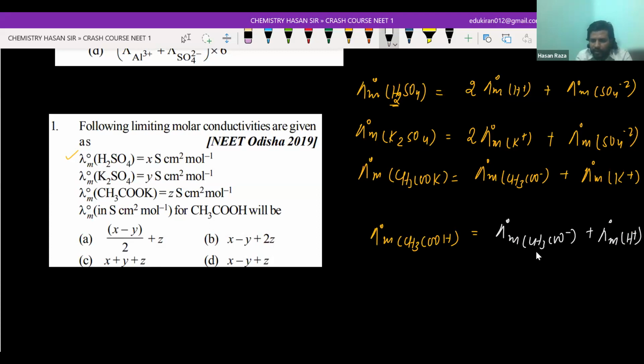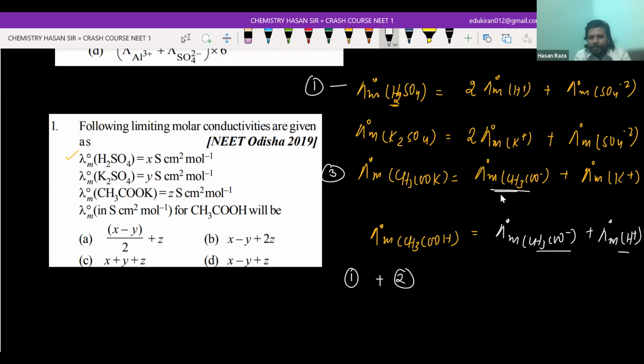So basically we need this and this. So you are going to search for it in these 3 equations. CH3COO minus is there in which equation? Third equation, and H plus is given in the first equation. So what I'm going to do, I'm going to add 1 plus 2.